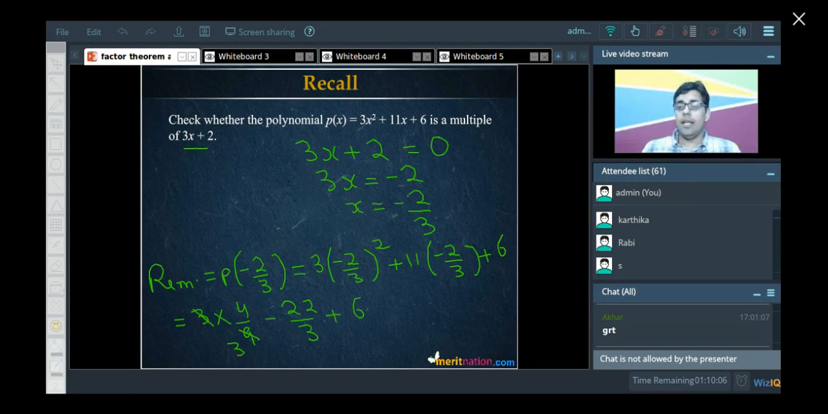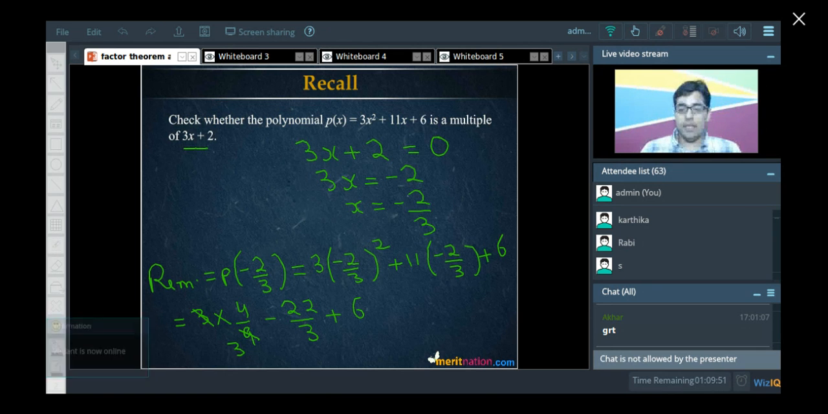Therefore we can say 3x plus 2 is a factor of the polynomial P(x) equals 3x square plus 11x plus 6. Or we can say the polynomial P(x) is a multiple of the linear polynomial 3x plus 2.